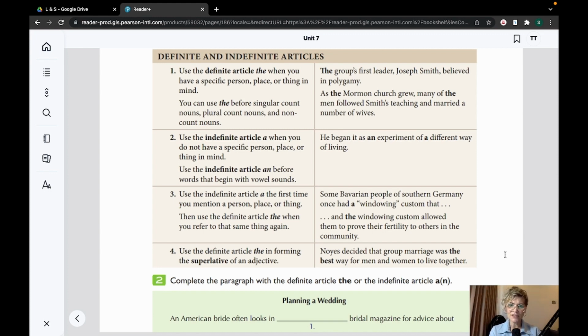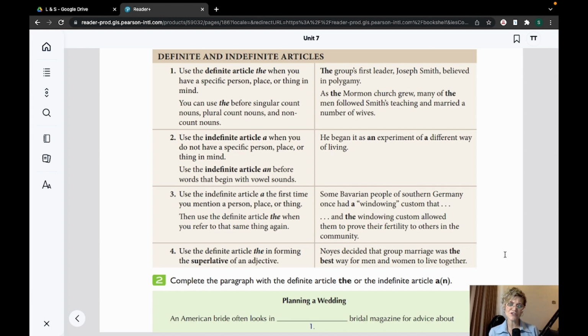Use the indefinite article "a" the first time you mention a person, a place, or thing, such as some Bavarian people of southern Germany once had a widowing custom that, and so on. Then use the definite article "the" when you refer to that same thing again. And the widowing custom allowed them to prove their fertility to others in the community. So you see here that you have a combination. First, we use the indefinite article "a" or "an" the first time we mention it. The second time, we use the definite article "the" because we're referring back to something we have already stated.